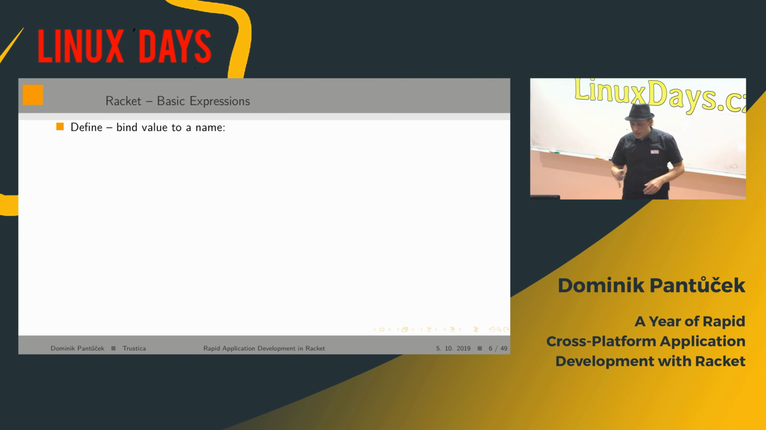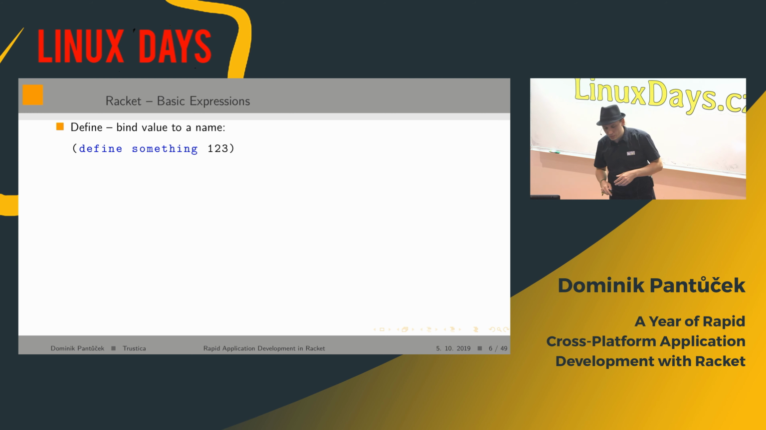First, let's have a look at some basic expressions. If we want to define some named value, we bind the value to some name, that's how we call it. We use a define form. Define how it's going to be called and some value. In this case, it's going to be called something, and it's going to be the value 123.